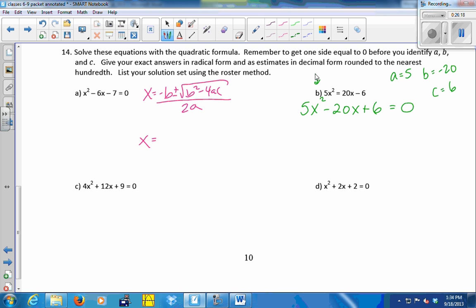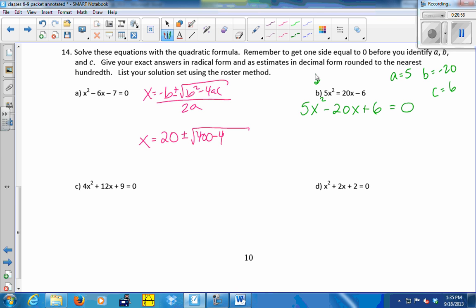So plug in, and I'm going to put negative b, but b is negative 20, so what is negative b? 20, yeah. Negative 20 is 20, or think of it as the opposite of negative 20. So negative b, that's 20, plus or minus the square root of b squared. What is negative 20 squared? 400. Is it positive or negative 400? It's positive, because anytime you square anything, it comes out positive. Because negative 20 squared means negative 20 times negative 20, which is positive 400.